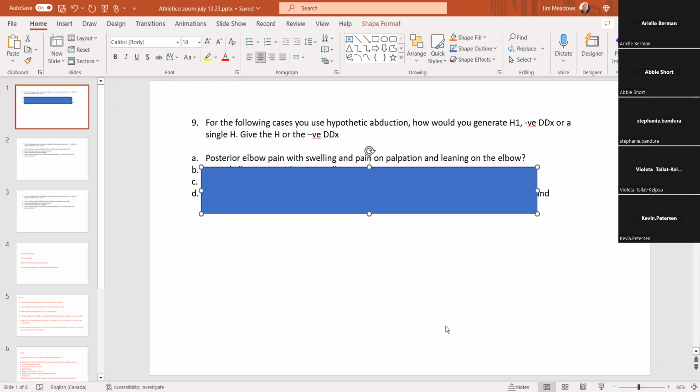this one. The patient with posterior elbow pain with swelling and pain on palpation and leaning on the elbow. So don't worry about what the hypothesis is for the moment. How would you generate it? A single hypothesis or negative differential diagnoses? Then having decided that, write down the hypothesis if you've done a single hypothesis or the differential diagnoses you're going to eliminate. Does everybody understand?